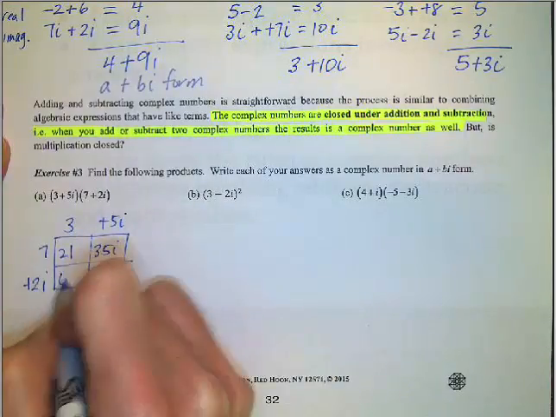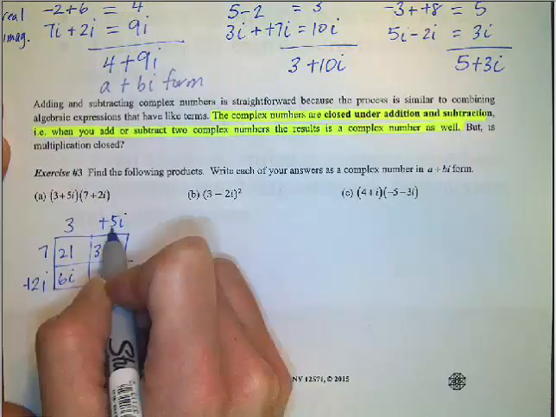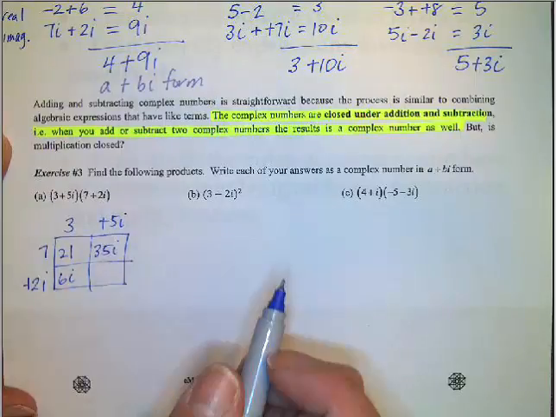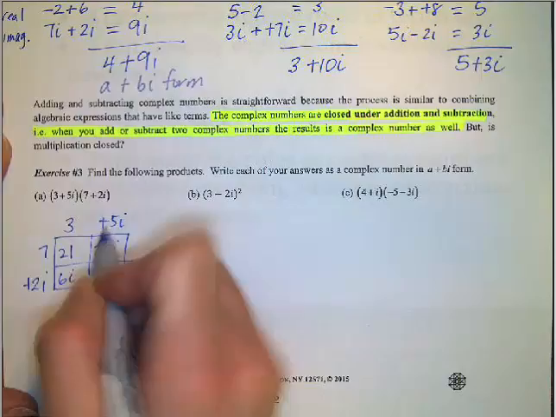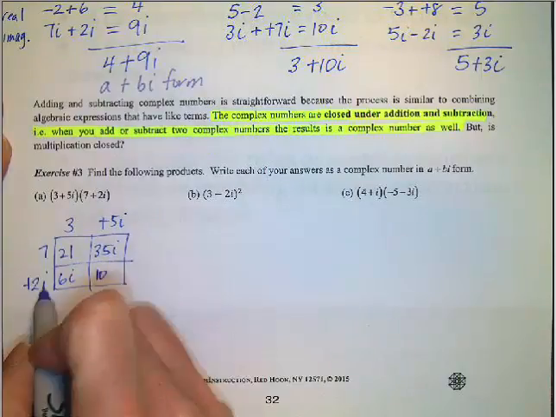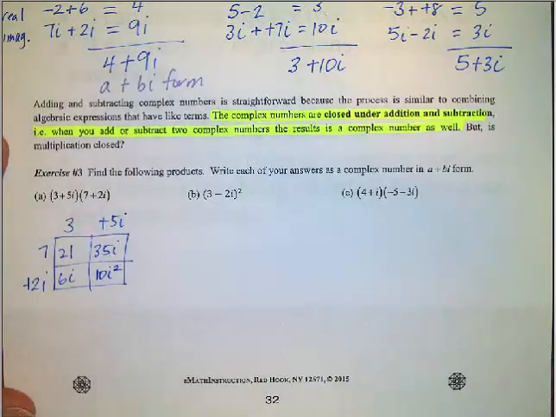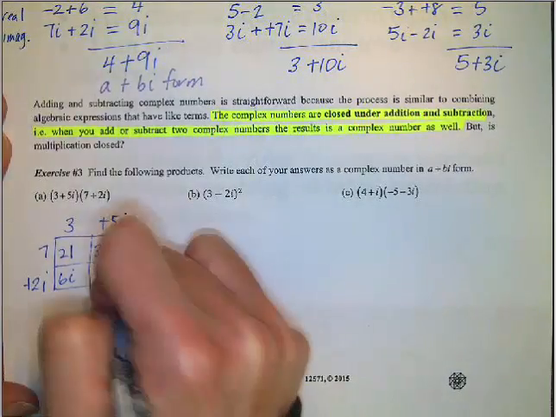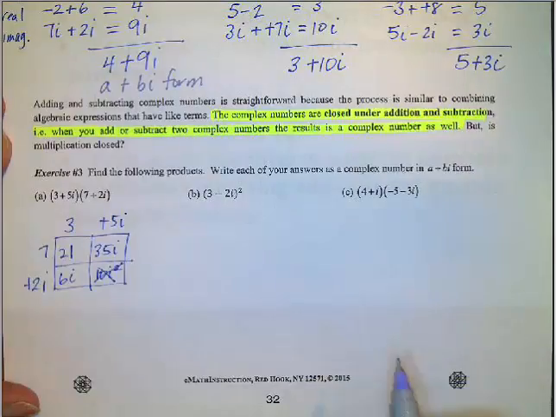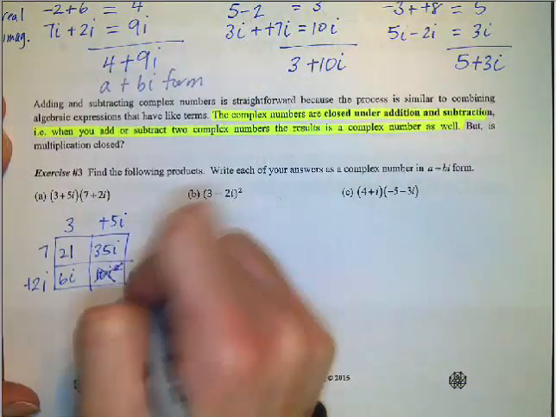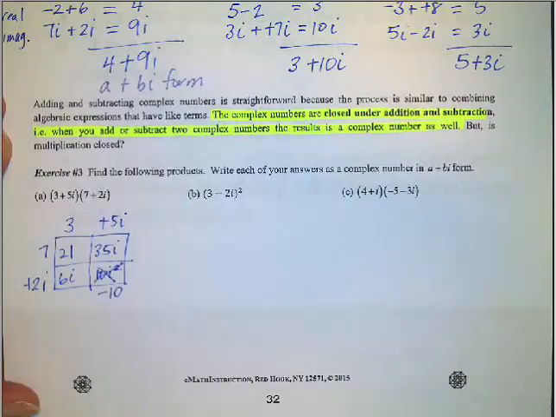2i times 3 is 6i, 2i times 5i, and this is where people make the mistake. 5 times 2 is 10, but what is i times i? i squared. Now we know from previous lessons that we can't have i squared. i squared simplifies, and i squared is the same as -1. So what is 10 times -1? And that would be -10.